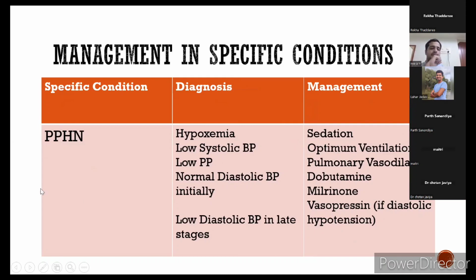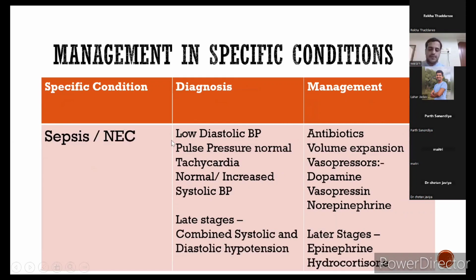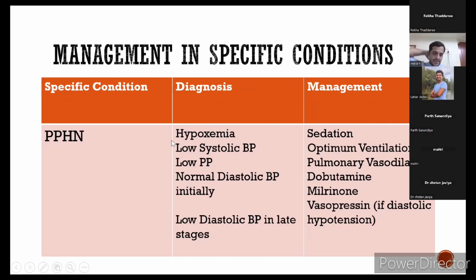Then coming to PPHN. So PPHN usually presents with hypoxemia, and there will be low systolic BP because the inflow to the LV will be low, there will be low pulse pressure, and the diastolic BP will be normal. Okay, and eventually in later stages the diastolic BP will fall, but usually in the initial stages, if you pick it up, the diastolic BP will be normal, systolic BP will be low. And again, the management is primary.